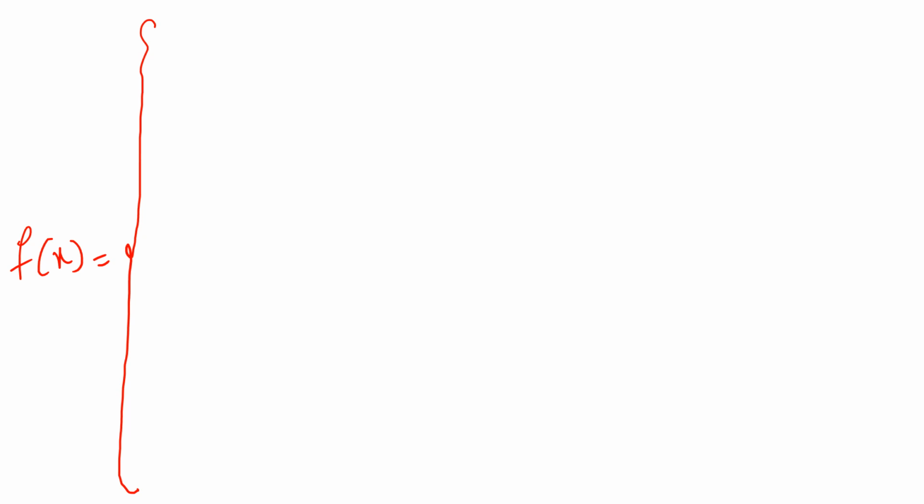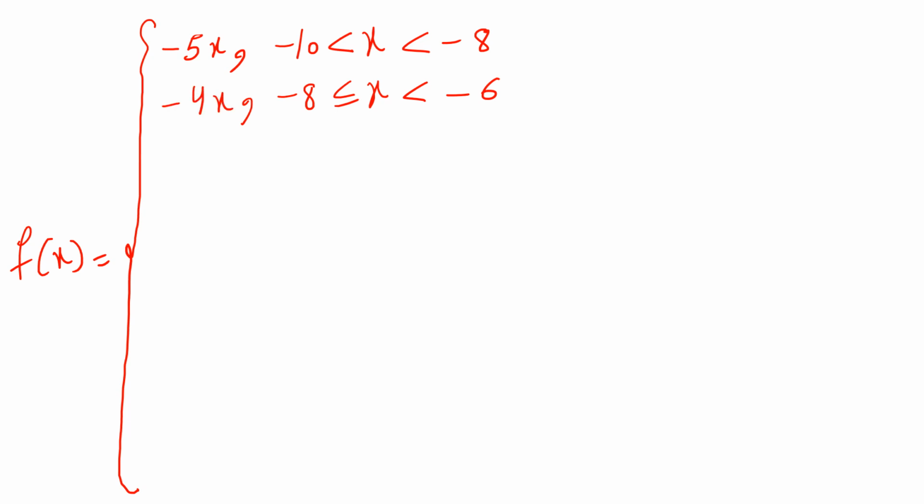The first subinterval is when x is greater than minus 10 and less than minus 8. For this subinterval, x upon 2 will lie between minus 5 and minus 4. That means GIF of x upon 2 will become equal to minus 5, or f of x becomes equal to minus 5x for this subinterval. Now the second subinterval is when x is greater than or equal to minus 8 and less than minus 6. In this subinterval, f of x becomes equal to minus 4x.